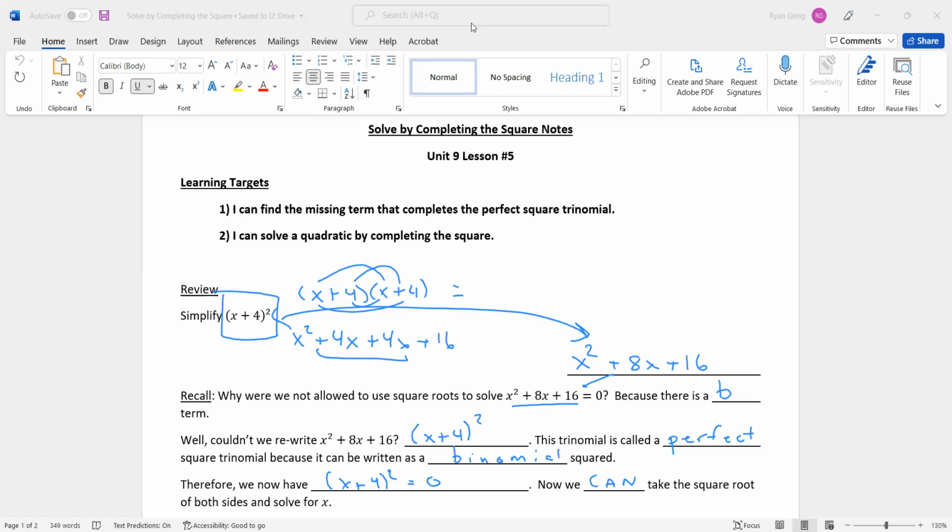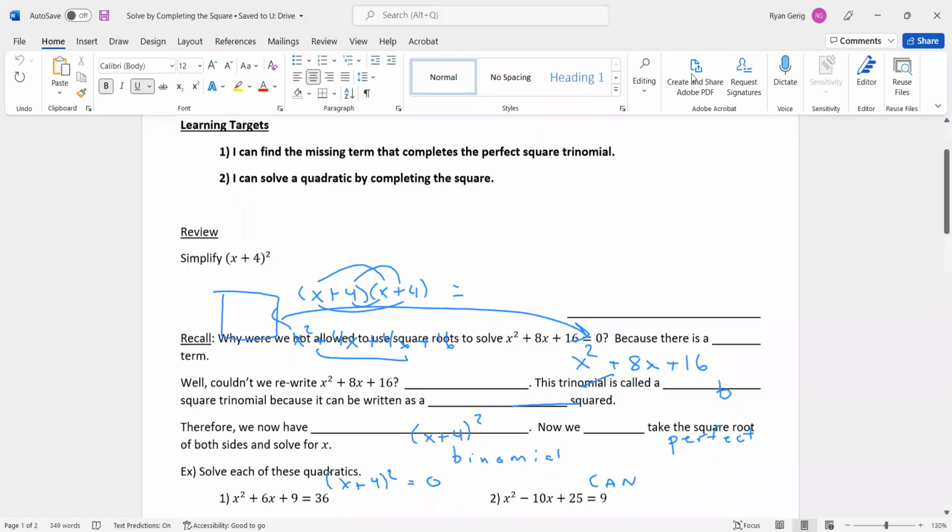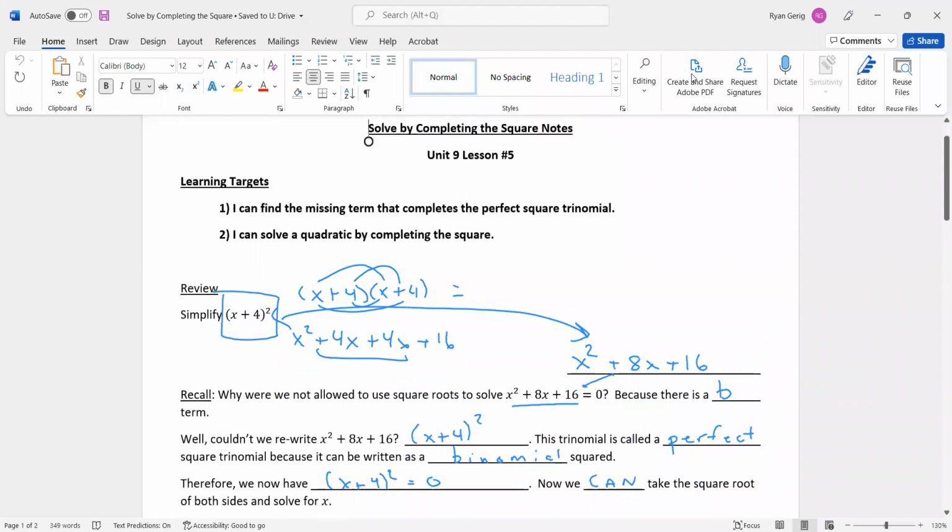Okay, so I'm going to go ahead and scroll down a little bit here. Never mind, don't need to. You'll see what that looks like here in a little bit. We'll go ahead and clear everything.